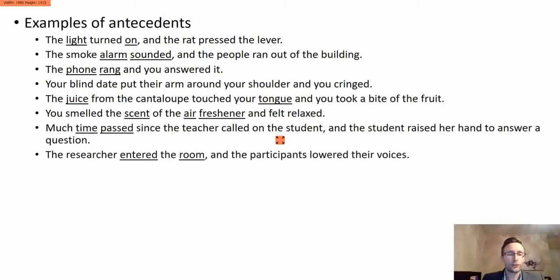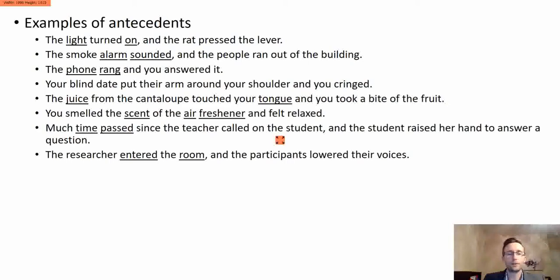The researcher entered the room, and the participants lowered their voices. Okay, so let's be more specific. We have one participant lowering their voice. The researcher entered the room. That's the antecedent that this time abated. I've used the word evoke so far, but I'm going to say abate.